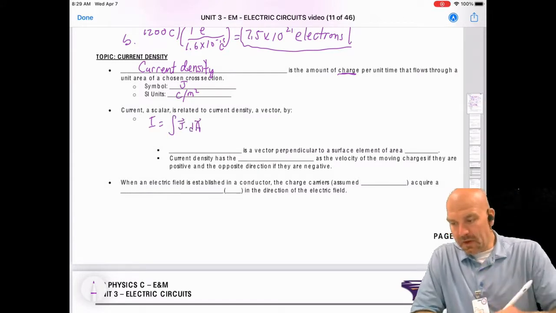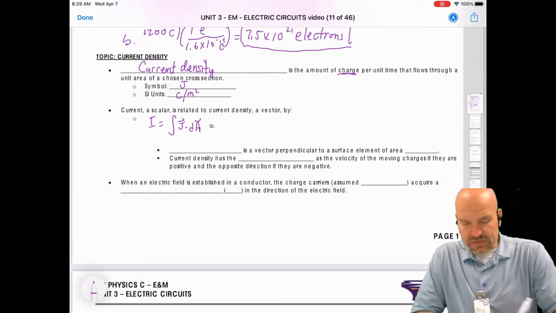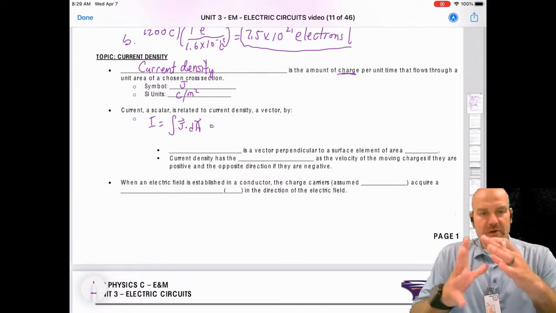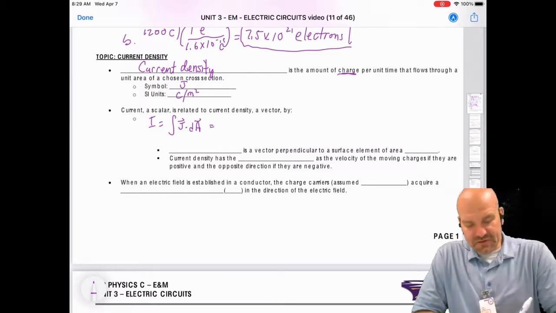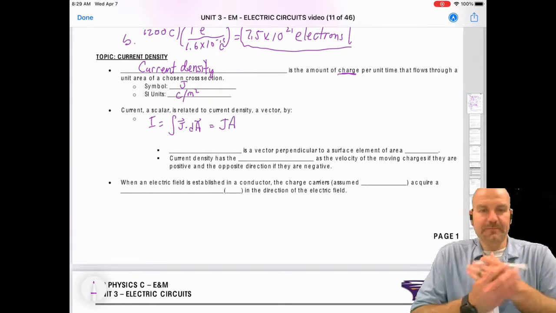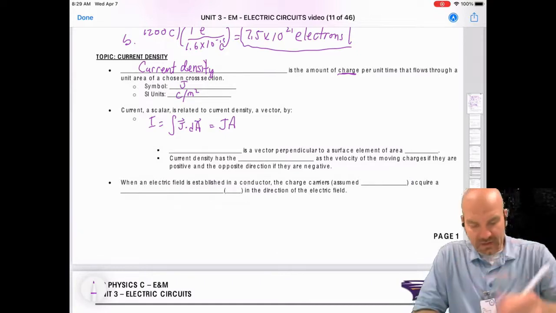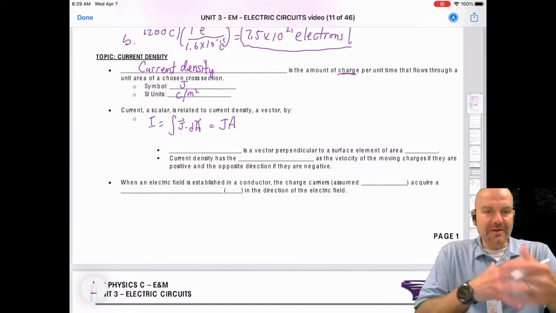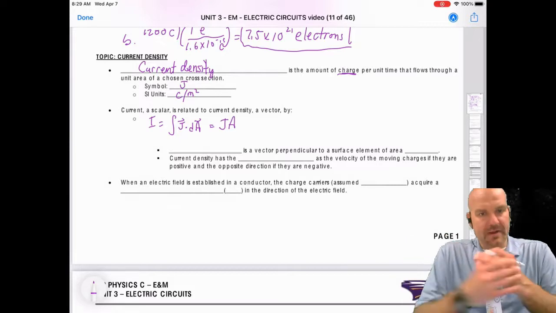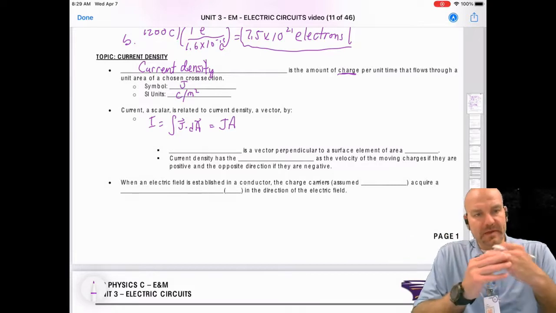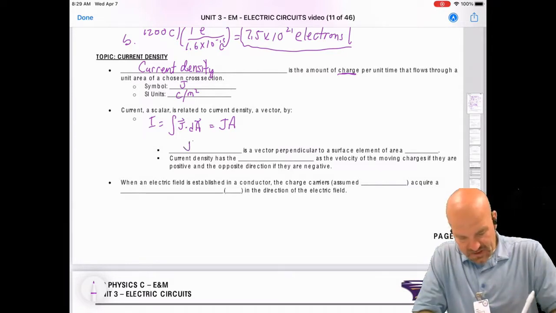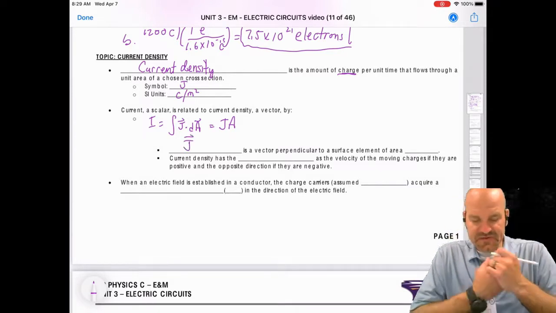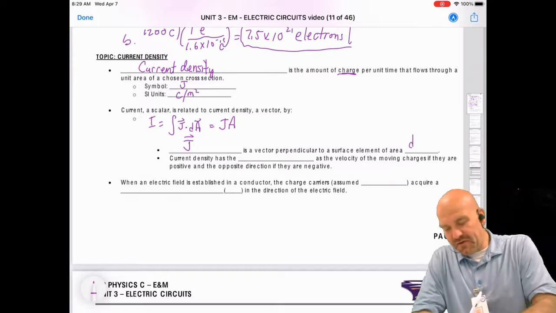You don't have to worry about this equation, because in the end it's simply JA. So I equals current density times area. J is our current density, a vector perpendicular to the surface area, or the element of area dA.